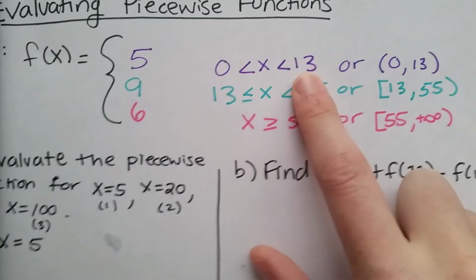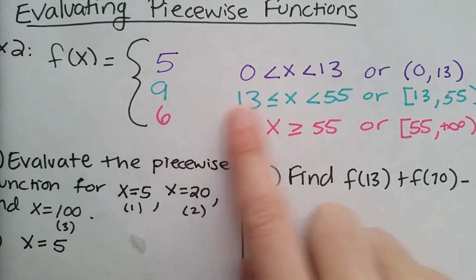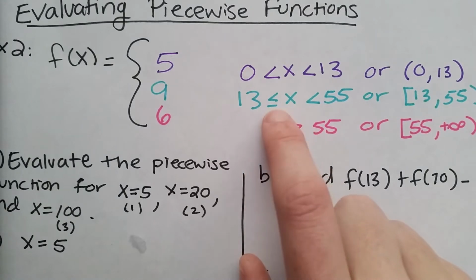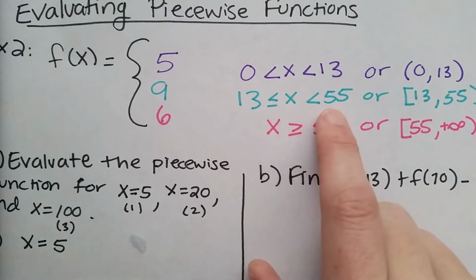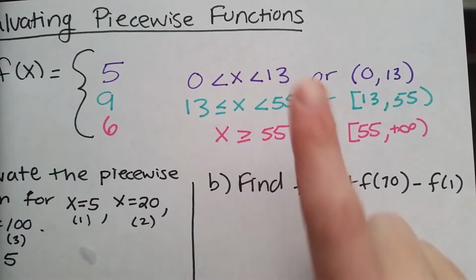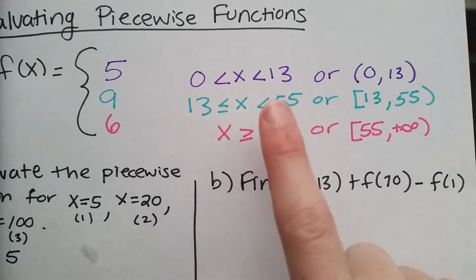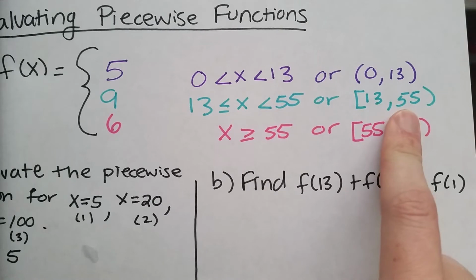Now the next number in our function, the function will equal the value of 9 when x can equal 13 and is larger than 13, because it's equal to and the symbol means larger than. But it is less than 55. So it cannot equal 55 because we don't have a little line underneath. So let's solve our interval notation. Again, the smallest number in our interval is 13 and the largest number is 55.